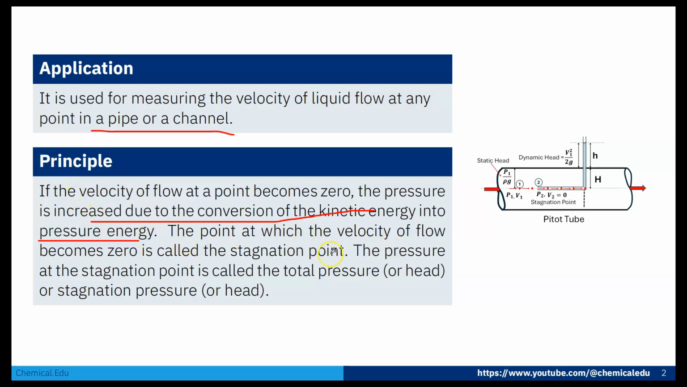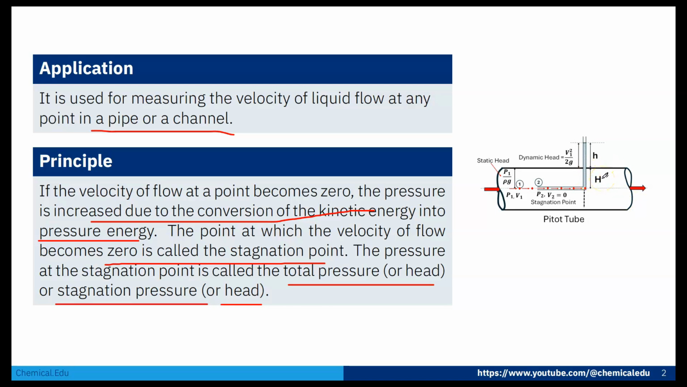The point at which the velocity of the flow becomes zero is called the stagnation point. The pressure at the stagnation point is called the total pressure or head, or you can say the stagnation pressure or head. Here you can see this is the Pitot tube. When the flow is flowing through the Pitot tube, at this point the velocity becomes zero and the pressure will increase. That pressure is called total pressure, or sometimes stagnation pressure.